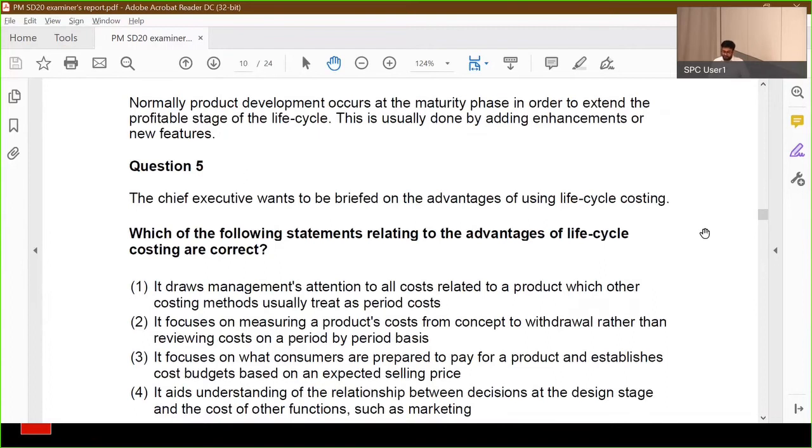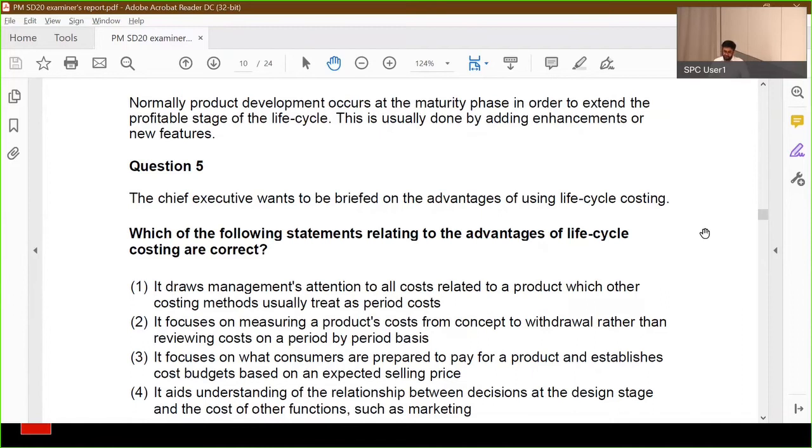This particular statement you can relate with the calculation that we did earlier for question 2, where you can see that we have taken both the period costs and product cost. So when it comes to life cycle costing, all kinds of costs are taken into consideration, no matter whether it's a product cost or period cost. So this statement is true and it's a benefit of it.